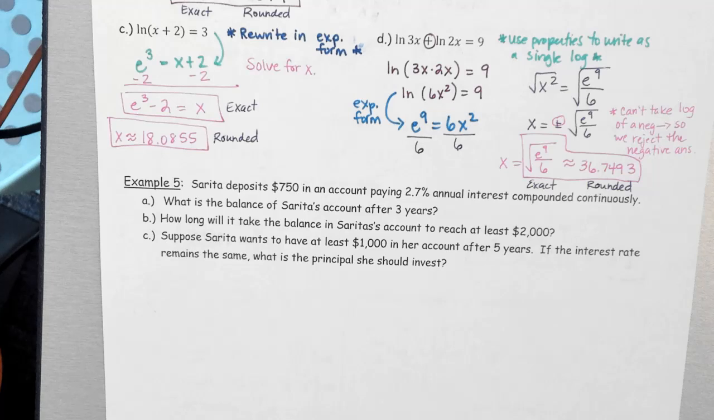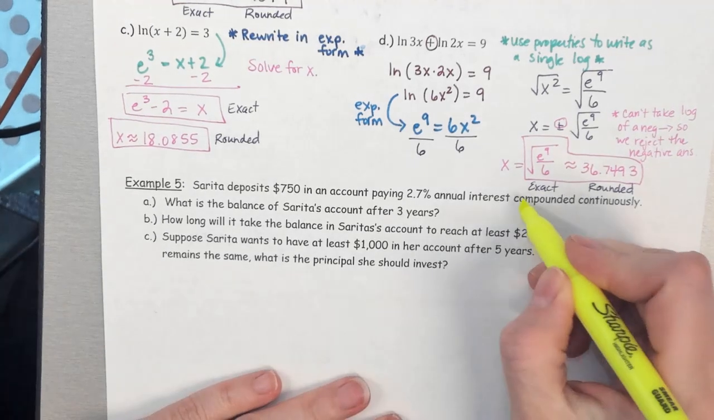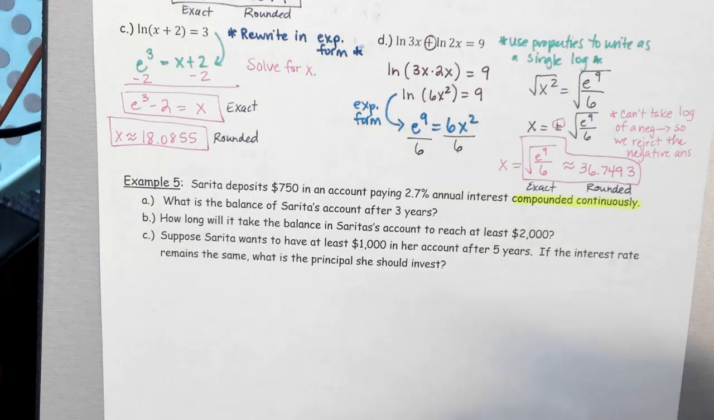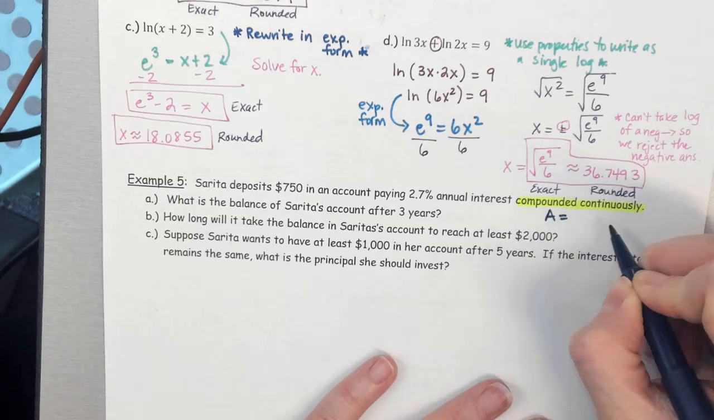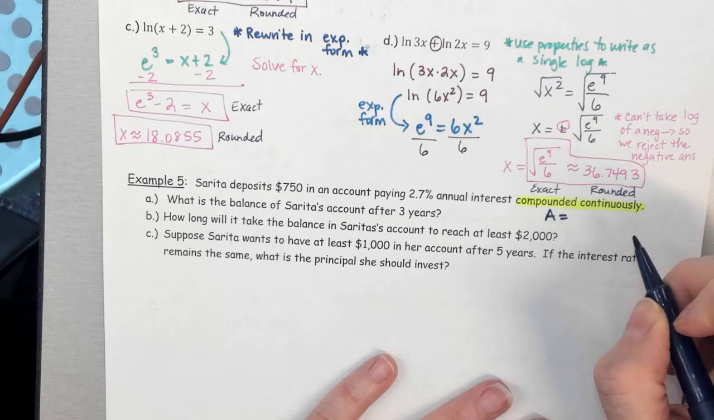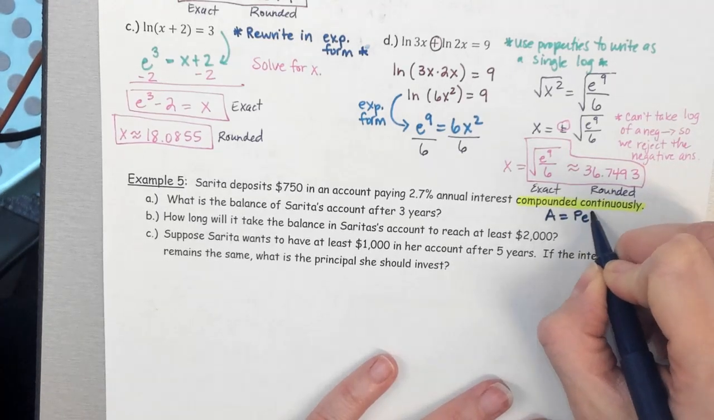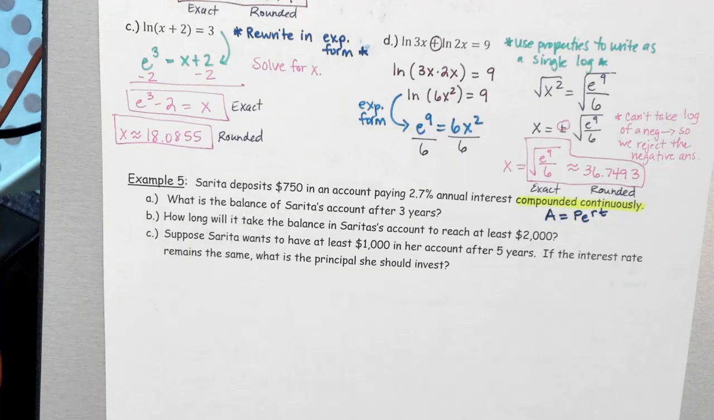All right, and then the last problem is an application problem, and some of you might recognize this, again, from Chapter 7. So Sarita deposits $750 in an account that pays 2.7% annual interest, compounded continuously. If something is compounded continuously, that means you can use which equation? Yes, which is? That would be a different one. Yes, P e to the rt. Okay, yep, your Pert equation.